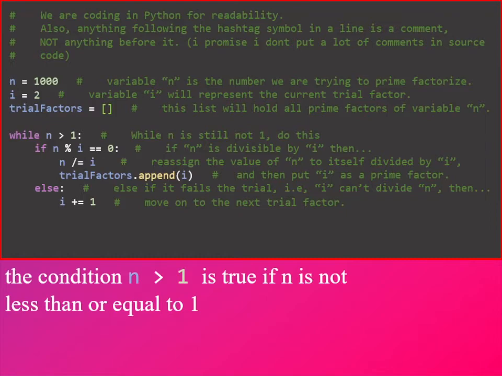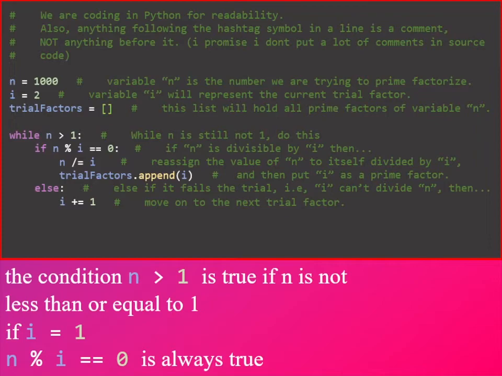By the way, the reason we had to choose 2 as our first trial factor is that if we started with 1, it would continue to loop forever. A number divided by 1 will not change, and since it will only move on to the next trial factor if it is no longer divisible by the current one, it will not increment. The loop only ends when our current number is less than or equal to 1.